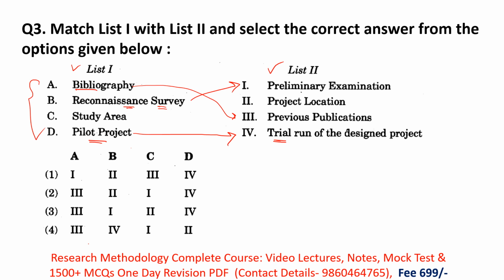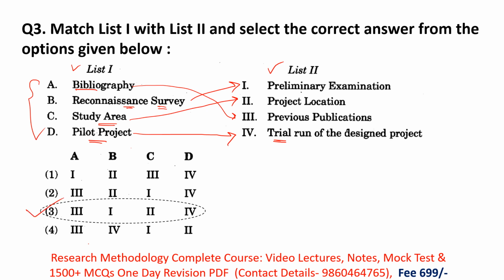And then next is study area. What is study area? The name itself defines the meaning. Study area is where you perform your research, the location where you perform your project. So study area means project area. These are the correct matches of list 1 with list 2. The correct option is given in option 3. That's why here option 3 is the right answer.